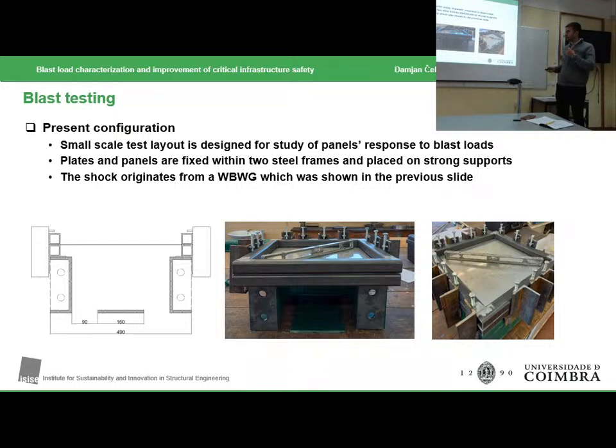Electro contact instrument and one, hopefully, optical solution. And here you can see the assembled support. So the plate, in this case, or the panel, is placed in between two steel frames. And then we use a set of clamps to fix the two frames. So it is fixed along the edges.